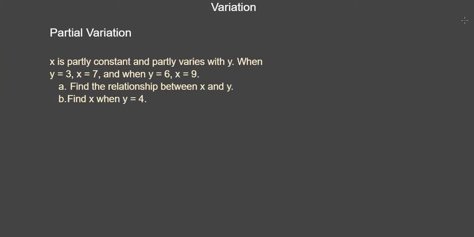So let's talk about partial variation. Partial variation is a very interesting type of variation where a particular variable is determined by a constant partly and also partly determined by another variable. So let me give this illustration. So let's say you want to buy electricity. I'm talking about prepaid electricity, right? And you want to buy from an online vendor.